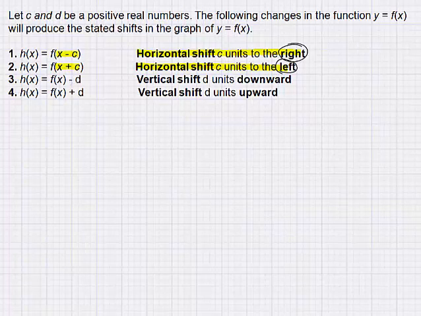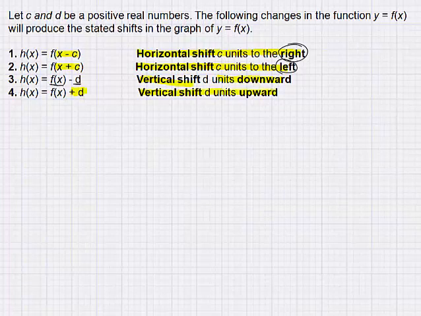Now, this is a minus D, and that's outside the function. If you look at it, here's my function. This is outside the function, outside the parentheses. I'm subtracting D. What I have here is a vertical shift downward, and if I add D outside the function, I have a vertical shift upward.